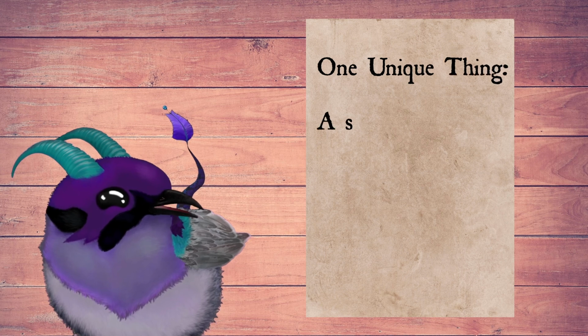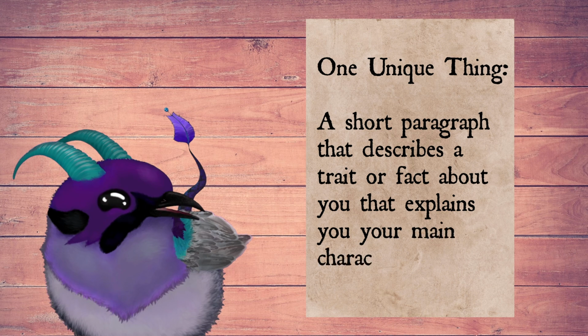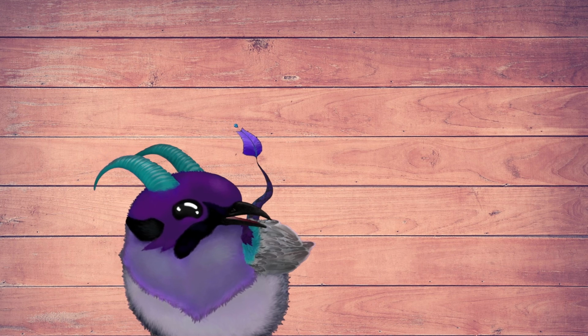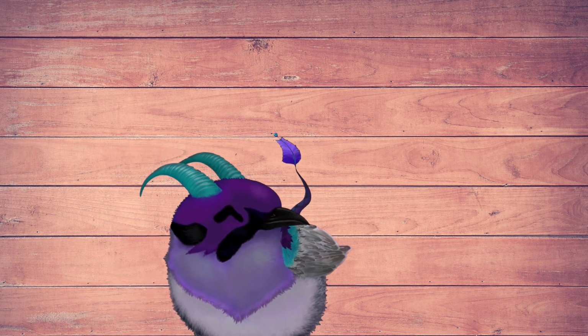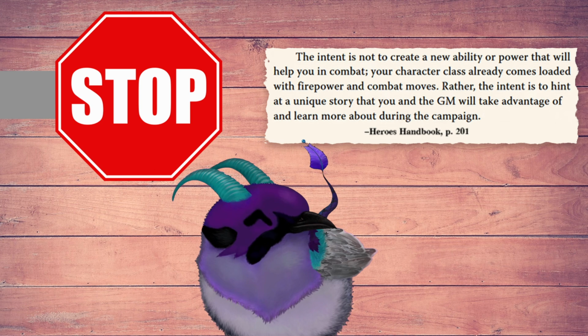Your one unique thing, often shortened to just your unique, is a short sentence or two that defines what makes your character different from everybody else. If your kin power is what makes you stand out among your kind, your unique is what makes you stand out from the whole empire. It is notably not a power, and shouldn't have a practical effect in-game. A unique is a story hook that weaves your character into the fabric of the campaign.